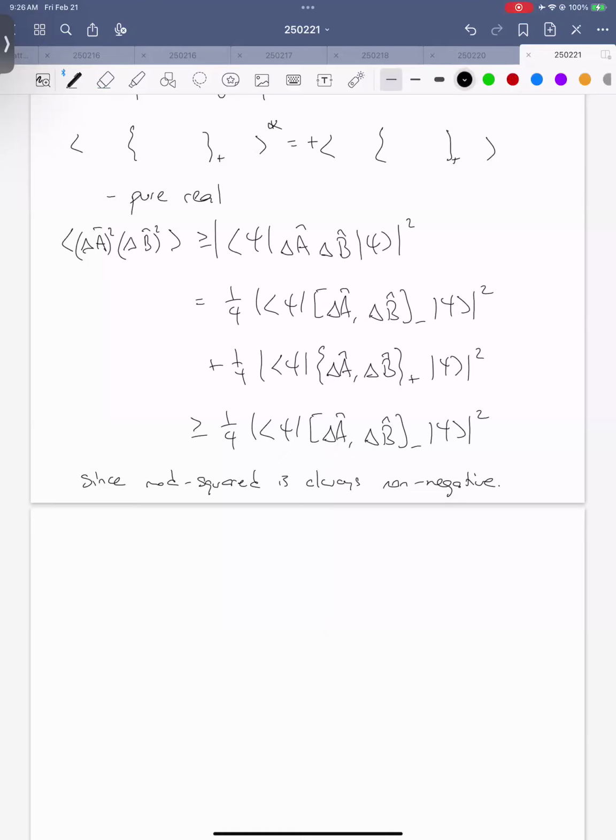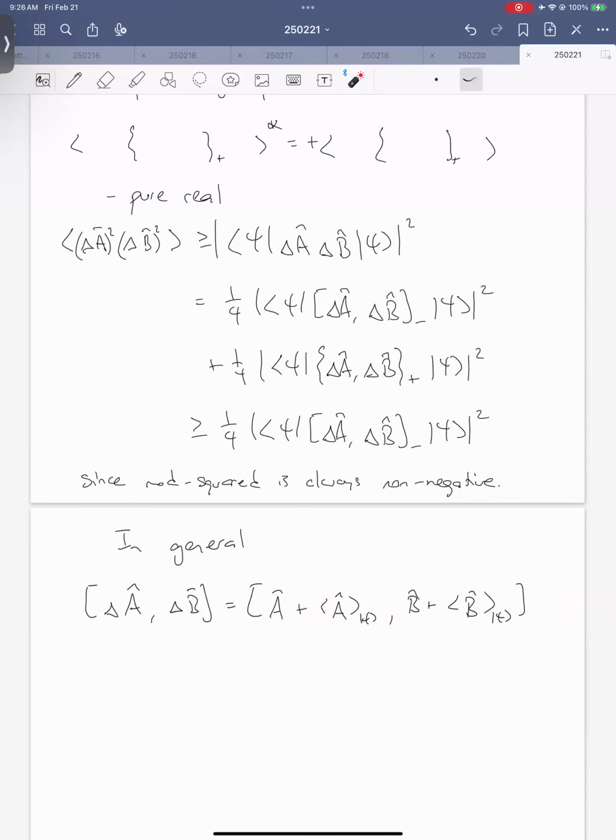Now, in general, if I look at the commutator of some delta A, delta B, this is the commutator of our operator minus the expectation value of the operator under our state psi, and then the B operator minus the expectation value of B under the state psi. These expectation values are just C numbers. In fact, they're real numbers. And so commutators involving them are just 0. So this is just equal to the commutator of A and B.